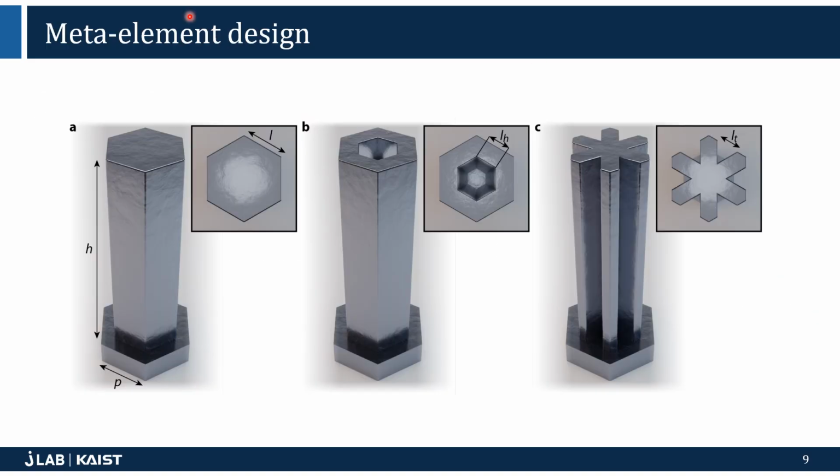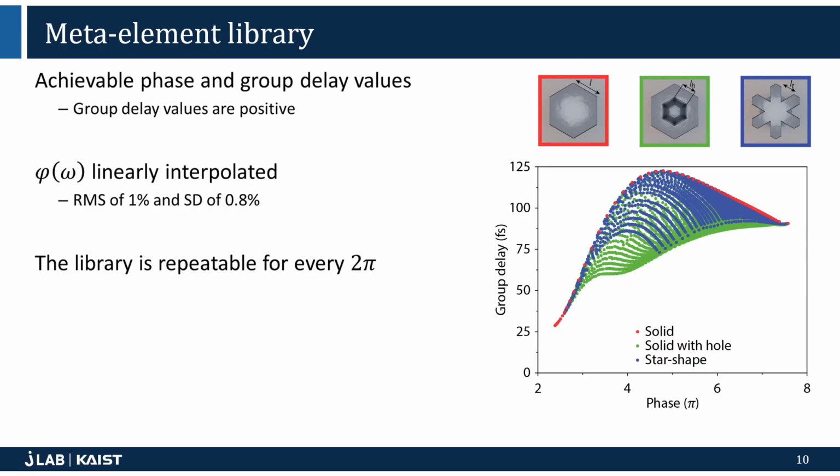In this work, we used hexagonal silicon pillars. Some were solid, some with a hole in the middle, and some were shaped like a star. These element designs allow for polarization insensitiveness. By sweeping the geometrical parameters of these meta-elements, we can establish a library of meta-elements, with the solid ones defining the upper boundary. What we see is that the group delay is positive for all values, and we'll come back to why that is important soon. We also found that the elements have quite linear dispersion, making them easy to fit. And also, the library is essentially repeatable with respect to phase for every 2 pi.